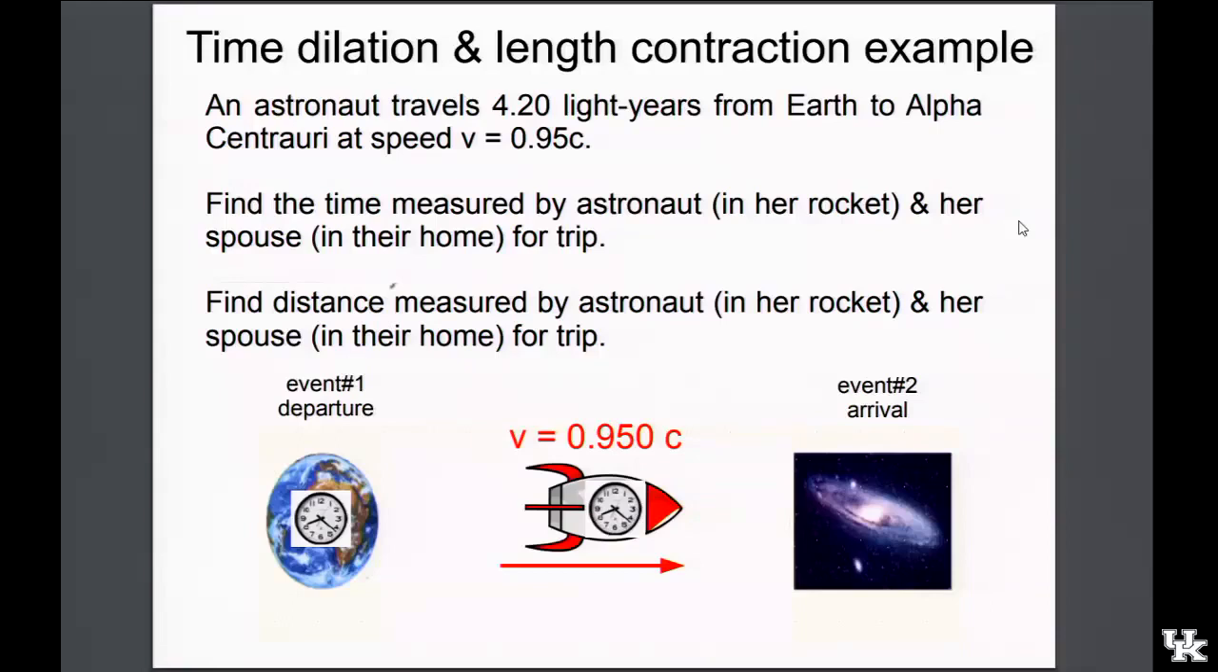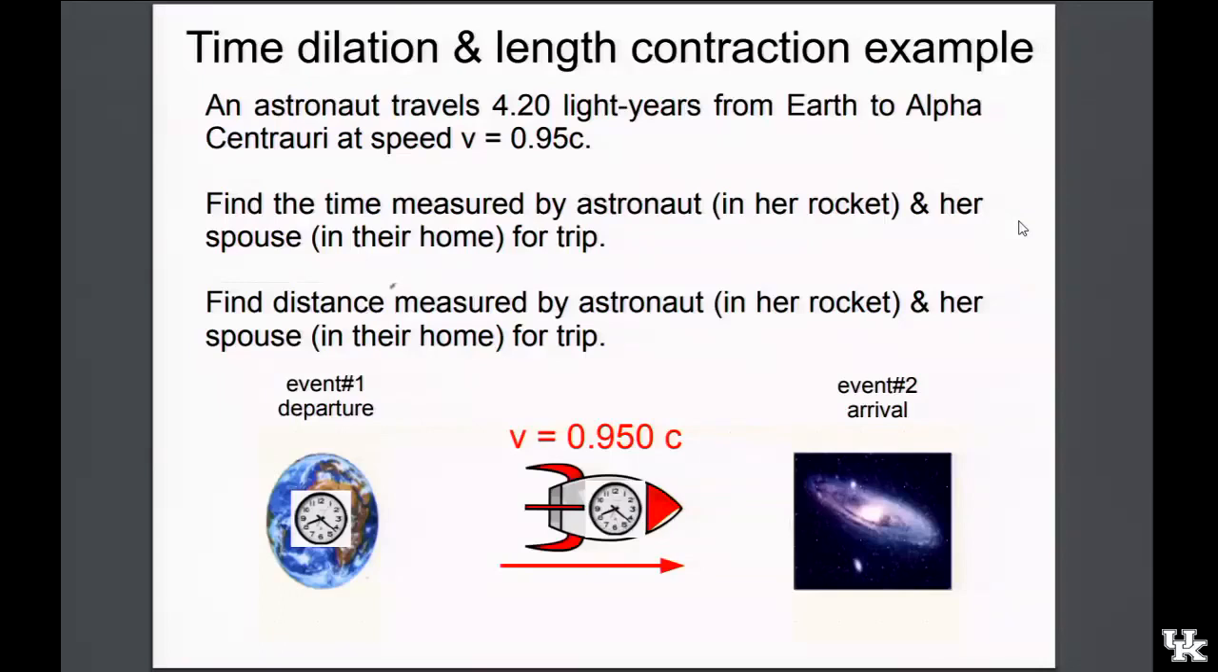From that information, we're going to figure out the time measured by the astronaut in her rocket to get to Alpha Centauri from Earth. My wife's an astronaut. I'm left at home looking after the dogs. And we're going to measure the time as me, the spouse, thinks her trip lasts to Alpha Centauri. So we're going to measure these two times, and we're aware now, right? They might not be the same because time is relative to your frame of reference.